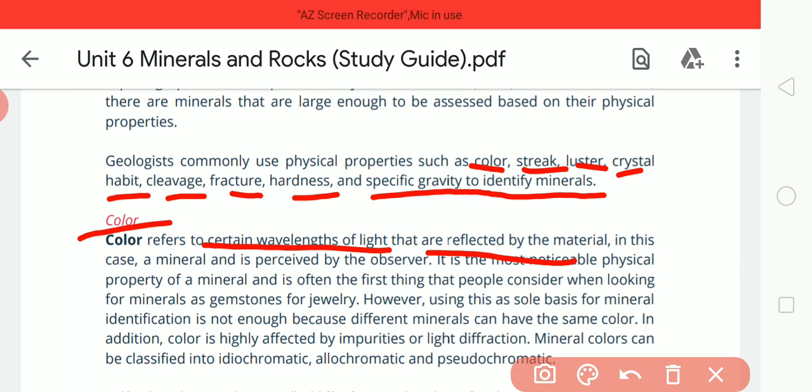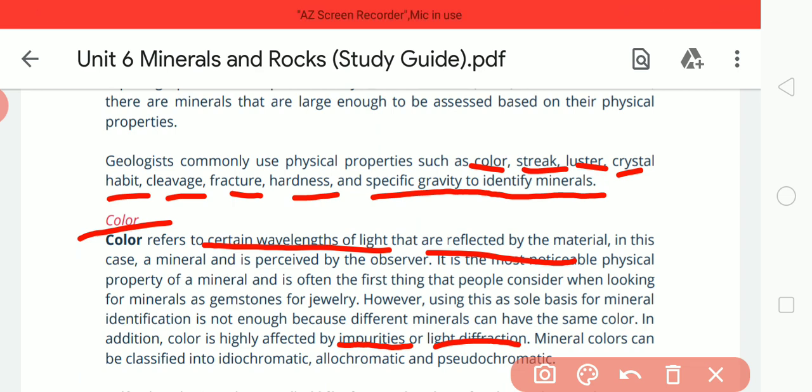So, meron ding mga minerals na magkakatulad lang yung kanilang color. In addition, color is highly affected by impurities. Kasi nga, kapag ang isang mineral ay nalagyan ng other impurities, that means the color of a certain mineral will also vary. Mag-iiba din siya. Or, by light diffraction, depende sa angle ng mineral, kung walang direct light na pumapasok sa kanya, ma-perceive siya as another color. So, that means that the color of certain minerals is affected when there are impurities and when there is light diffraction.